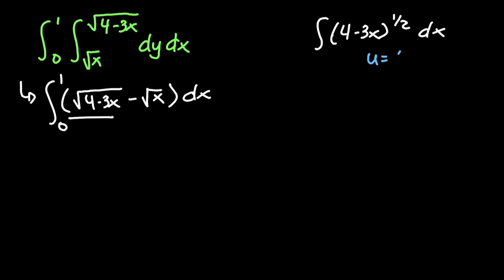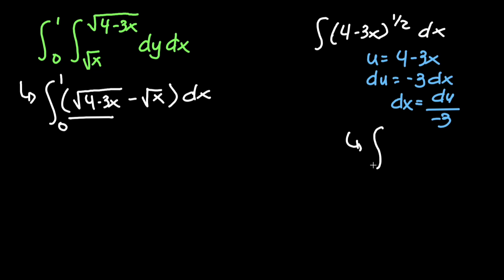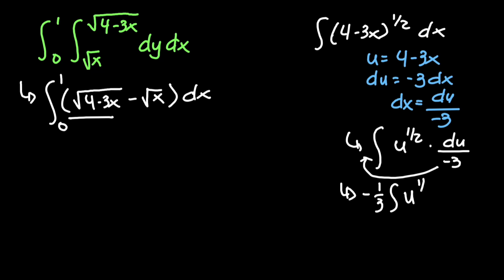Let u here be 4 minus 3x. du right here now would be negative 3 dx. And so substituting this, you will have the integral of u raised to the power of 1/2 multiplied by du over negative 3. And now put negative 3 outside. So we'll have negative 1/3 the integral of u raised to the power of 1/2 du. The integral of u raised to the power of 1/2 is u raised to the power of 3/2 over 3/2.